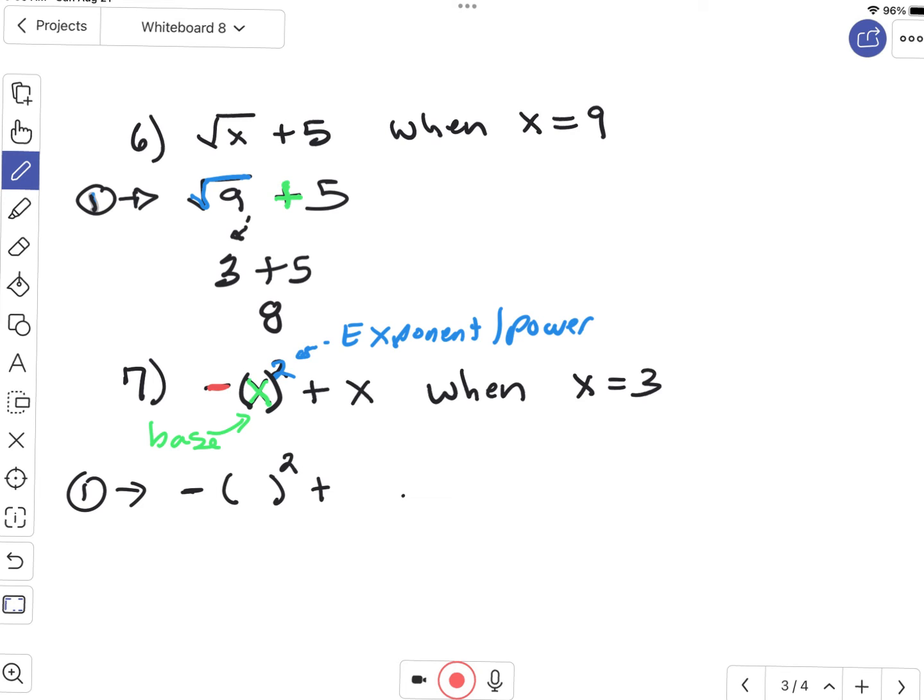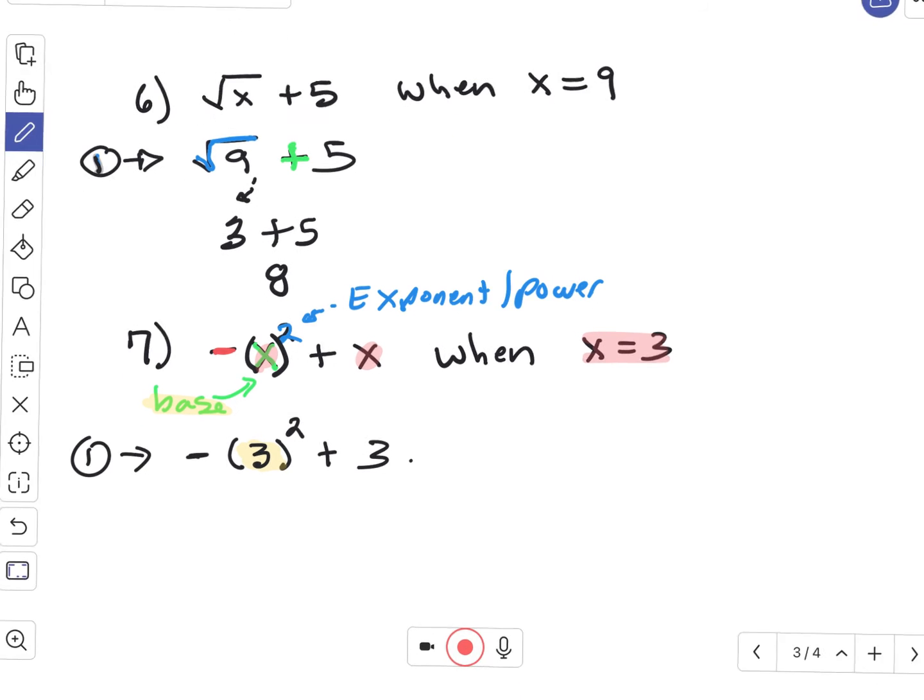So we have to put 3 into both of these x's. And whenever you have a base, you must put it in parentheses. So this is where the x used to be, right? So we need to put 3 where that x used to be. And we have to have a parentheses around that. And then x, since x is not negative, I don't need to put another parentheses there. So that's what your first step should look like.